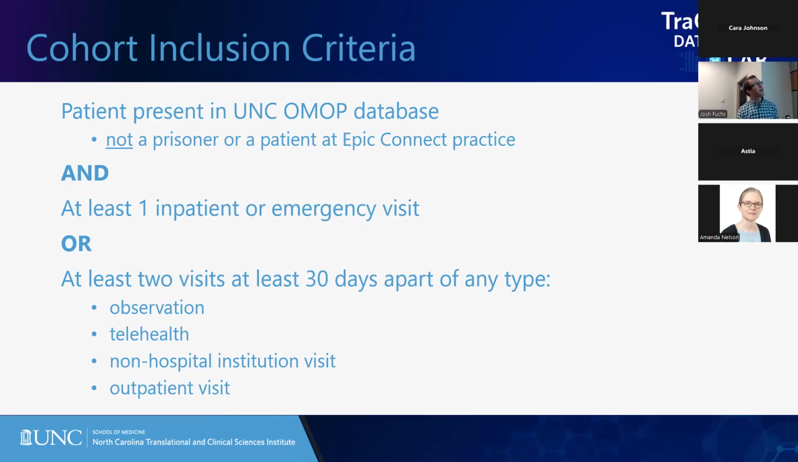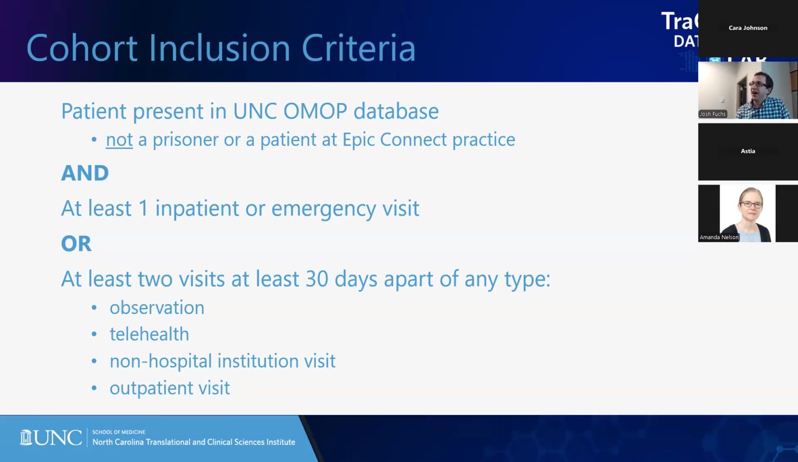And then each patient must fall into at least one of the following two categories, in terms of the breadth of data that exists here. They either have to have at least one inpatient or emergency visit, or at least two visits at least 30 days apart, that are an observation, telehealth, non-hospital institutional, or outpatient visit. If they meet these criteria in terms of their record, they will be included in the Ordr database.